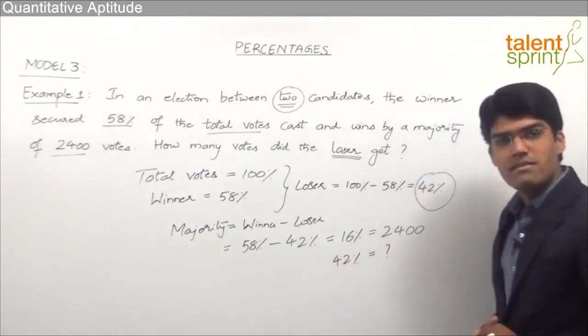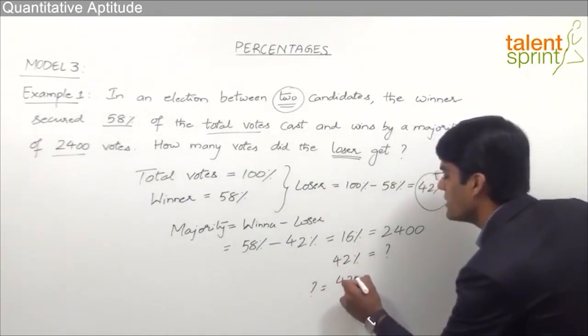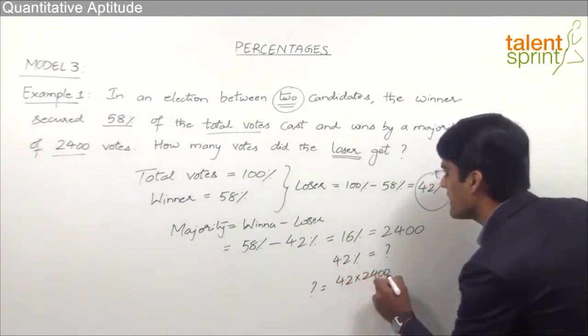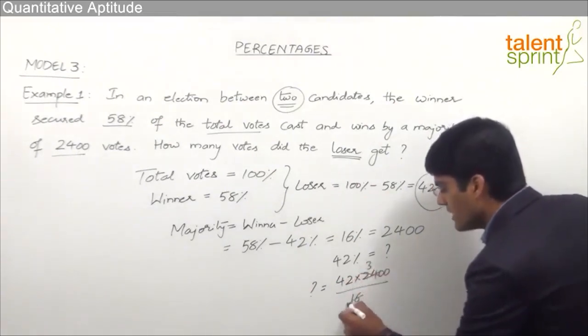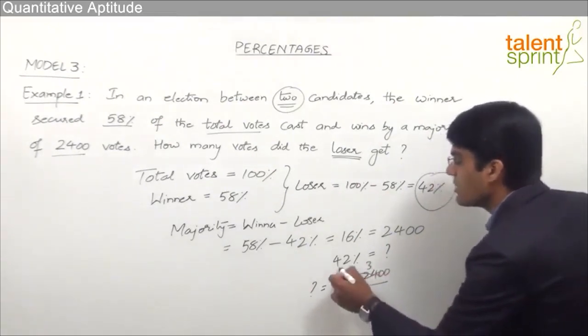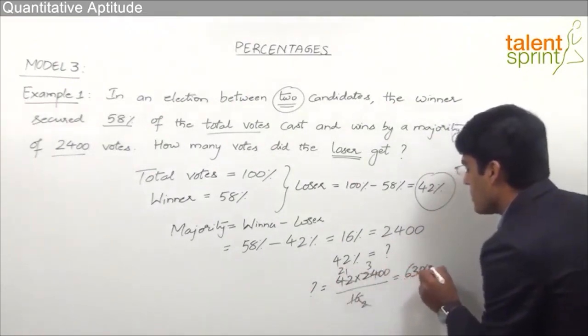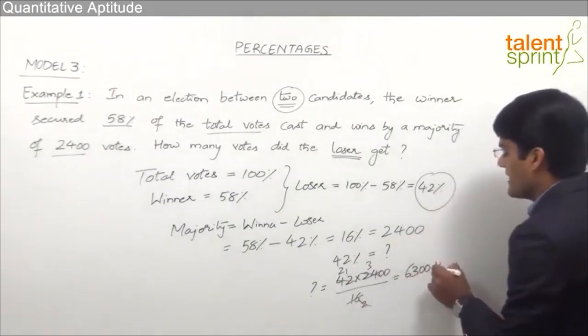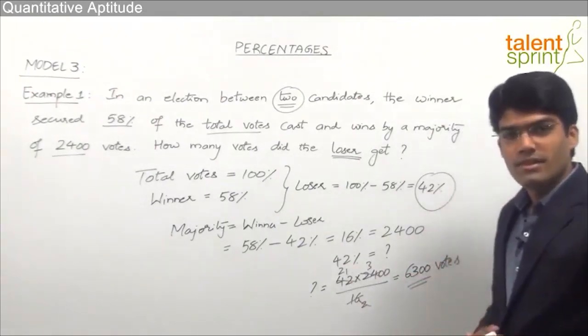By cross multiplication, we get the required answer. So we can say that the answer here should be 42 into 2,400 divided by 16. So this is 8 into 3, 8 into 2, and this goes 21 times. So 21 into 3 is 63 into 100, 6,300. So we can say that the loser has got 6,300 votes.